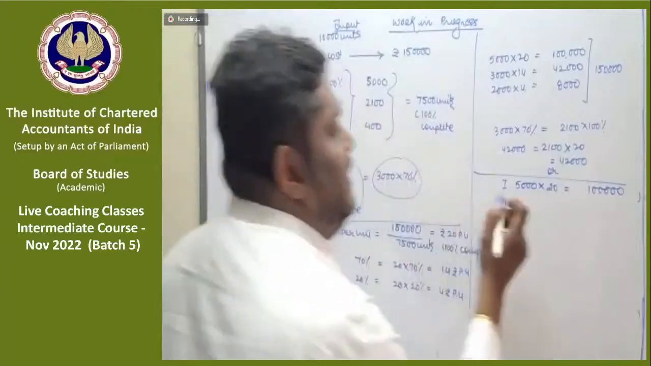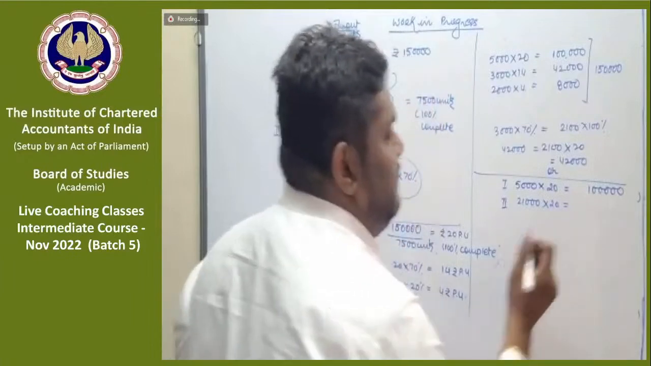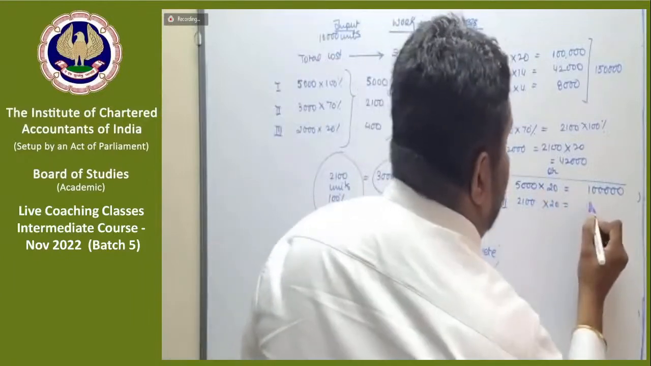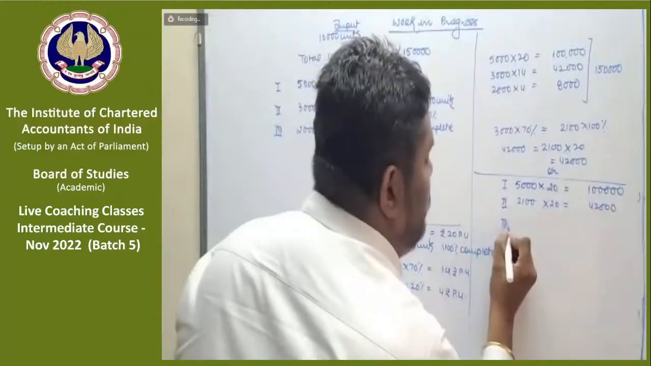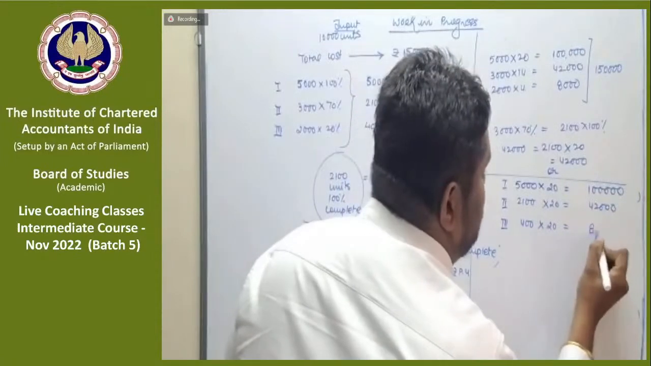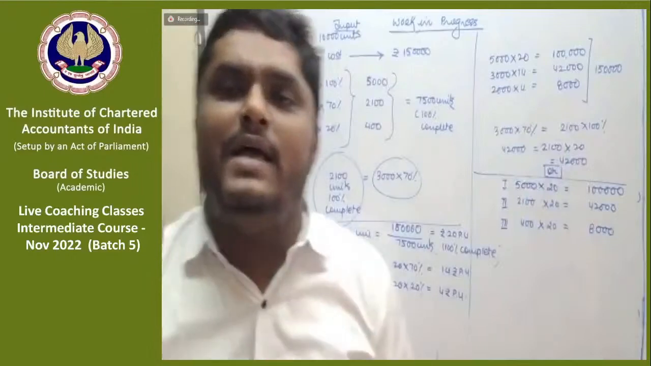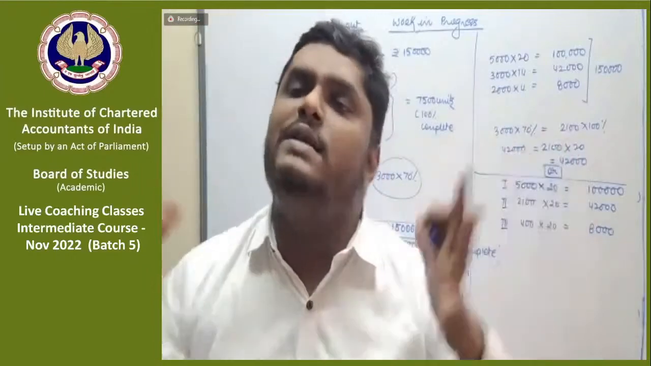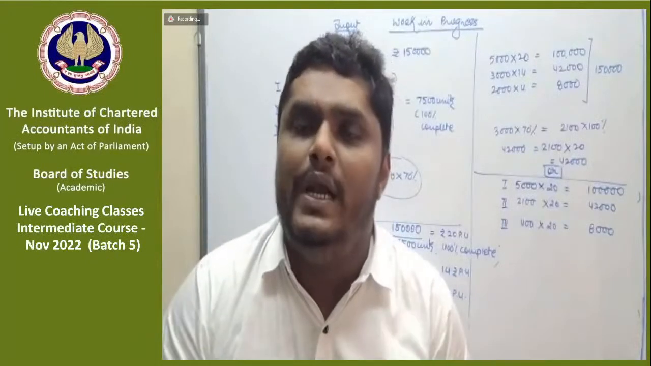Second is 2,100 units that are 100% complete, so 2,100 into 20, that is 42,000. And 400 units, that is the equivalent number of units, 400, which are 100% complete, that is 8,000. So both these approaches are correct. Whether you catch it straight or in a roundabout way, the answer is going to be the same only. So this is all about the concept of equivalent number of units.